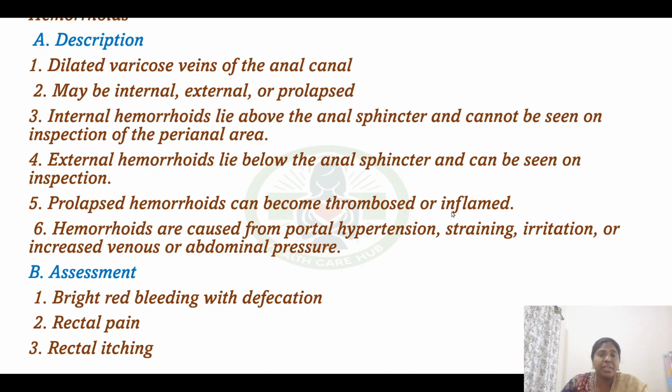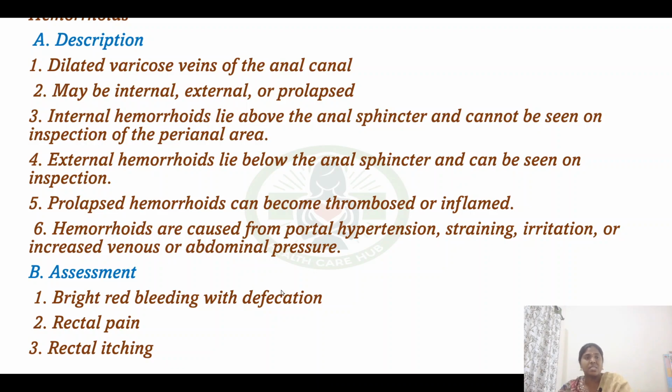External hemorrhoids lie below the anal sphincter, which is easily visible on inspection. And prolapsed hemorrhoids can become thrombosed. Prolapsed hemorrhoids contain blood clots, which become thrombosed and inflamed. Hemorrhoids are caused due to portal hypertension, straining, irritation or increased venous or abdominal pressure.